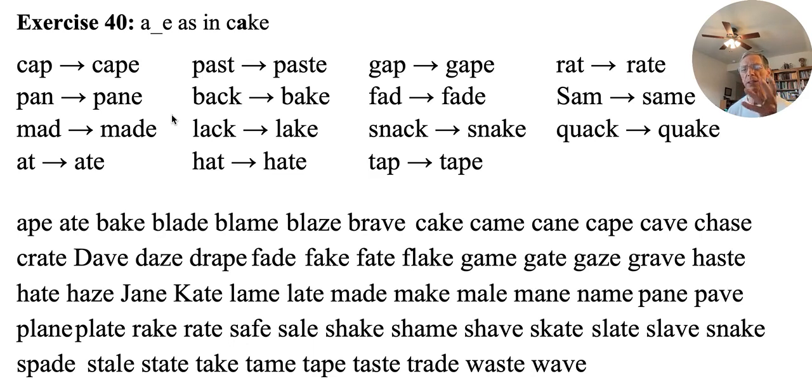Remember, it's a spelling approach to reading. Remember, when you spell, you hear the word when it's dictated, then you say the word, you spell the word, and then you say the word again. So again, here we go. So we have cap transformed into cape.